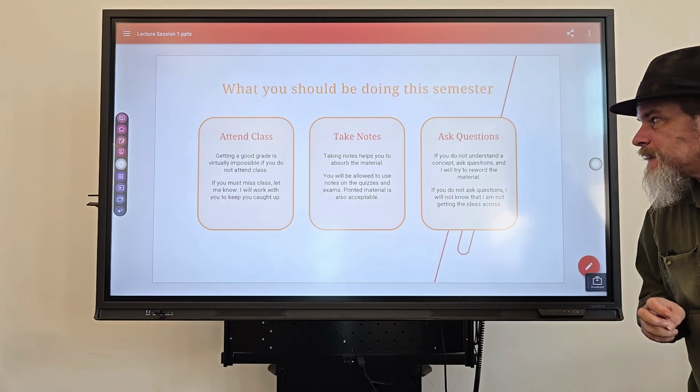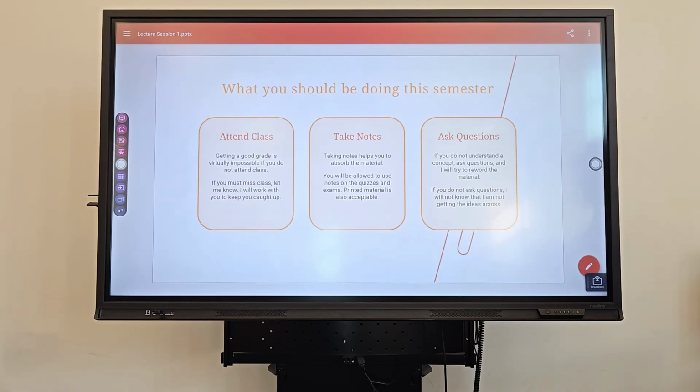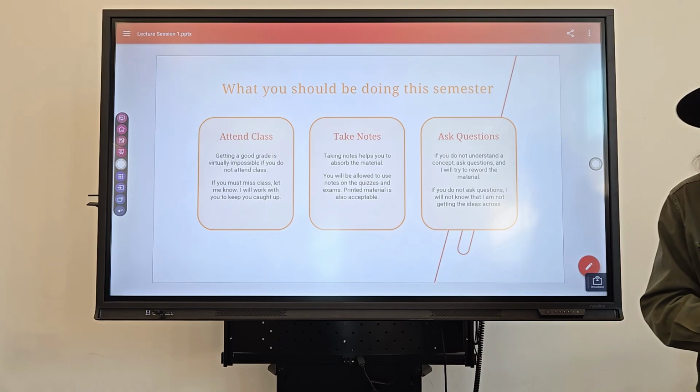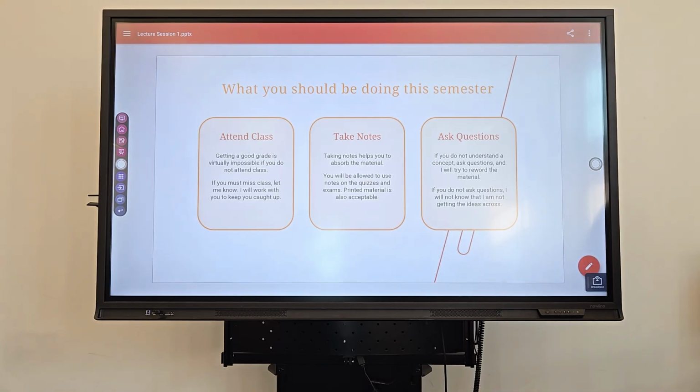Take notes. Taking notes helps you absorb the material. You will be allowed to use the notes on quizzes and exams. Printed material is also allowable.